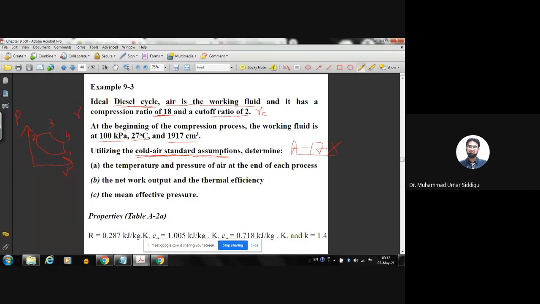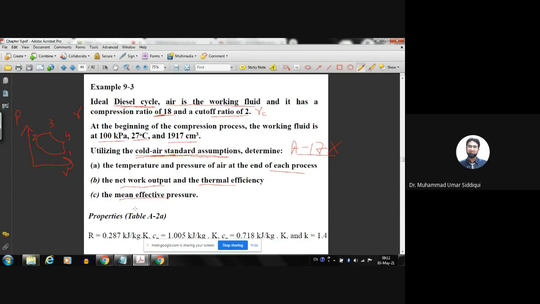We need to determine the temperature and pressure of air at the end of each process. So we know state point 1, but we need to know 2, 3, and 4. Then we need to know the net work output and the thermal efficiency of this diesel cycle, and the mean effective pressure.